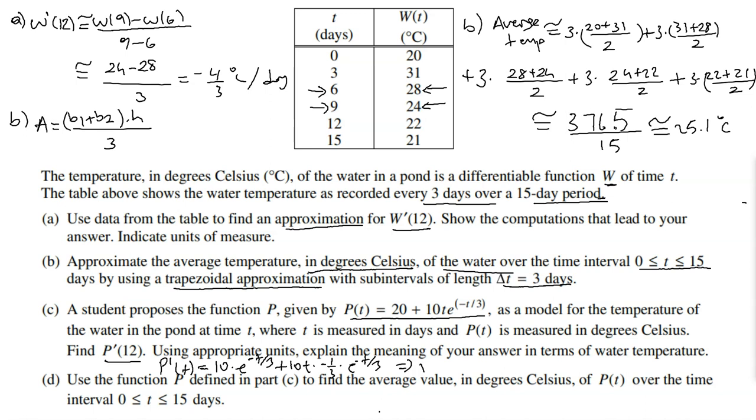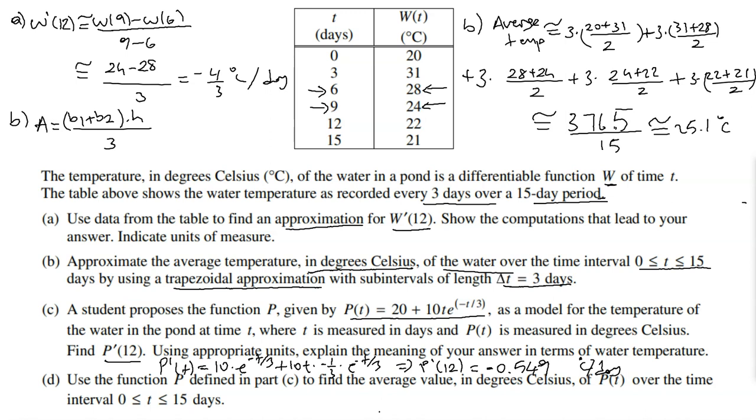If I substitute 12 into this first derivative and make the necessary calculations, what we're going to get is negative 0.549 degrees Celsius per day. What does it mean? It means that the temperature is decreasing at the rate of 0.549 degrees Celsius per day when t equals 12 days. That's what it means. Alright, let's move on to part D.